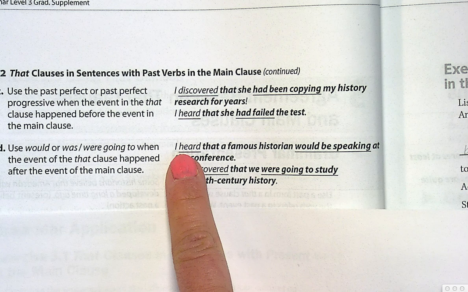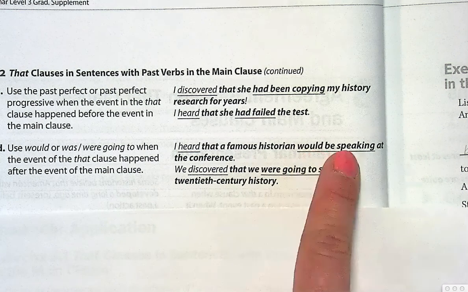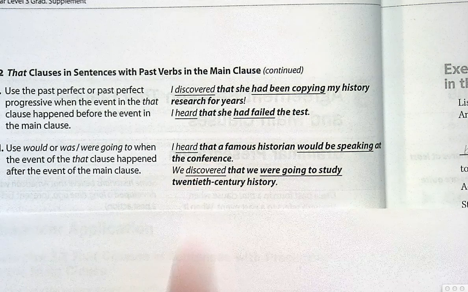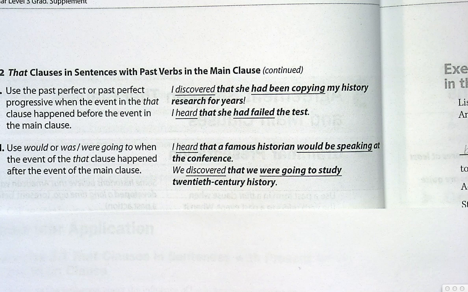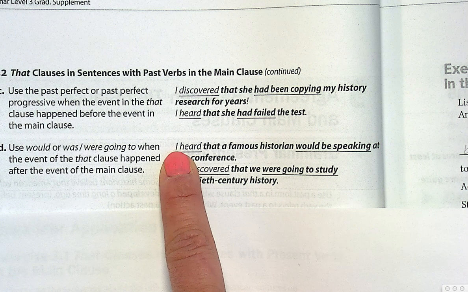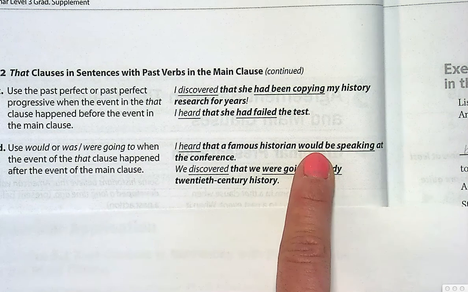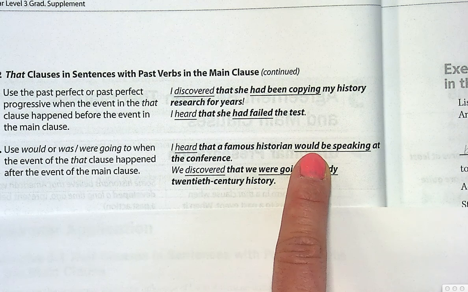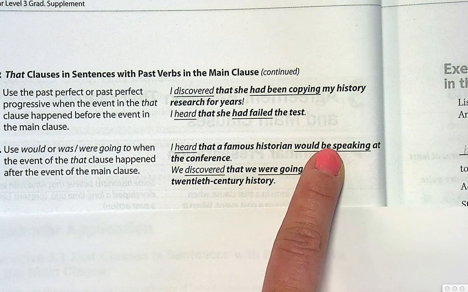So let's look. I heard that a famous historian would be speaking at the conference. In this case, we could say a famous historian will be speaking, maybe he or she will speak next week. But when we add this main clause, I heard, we must use the past form because our story is in the past. I heard, what did I hear? I heard that a famous historian would be speaking.